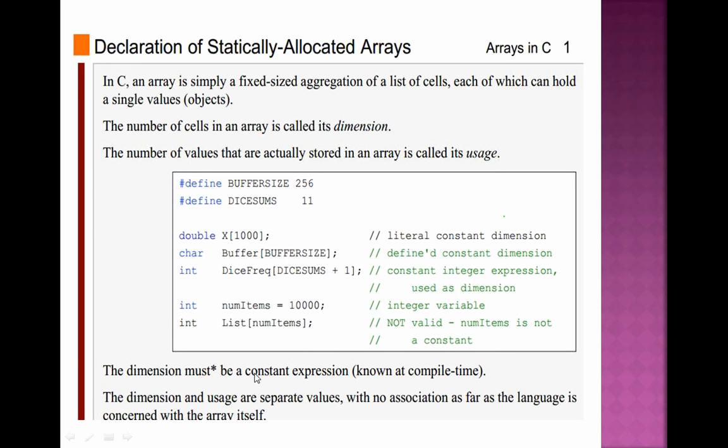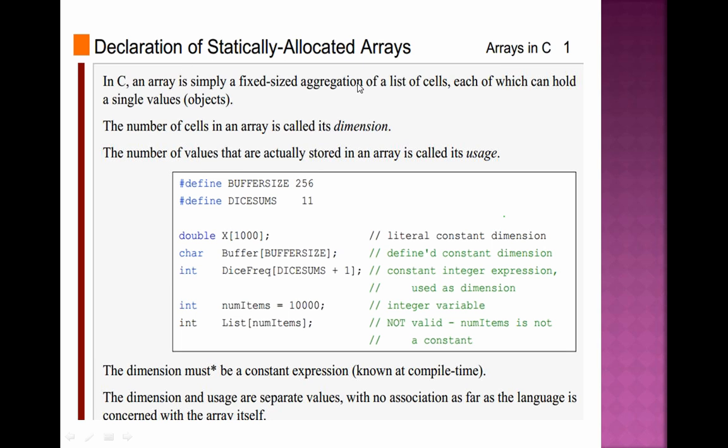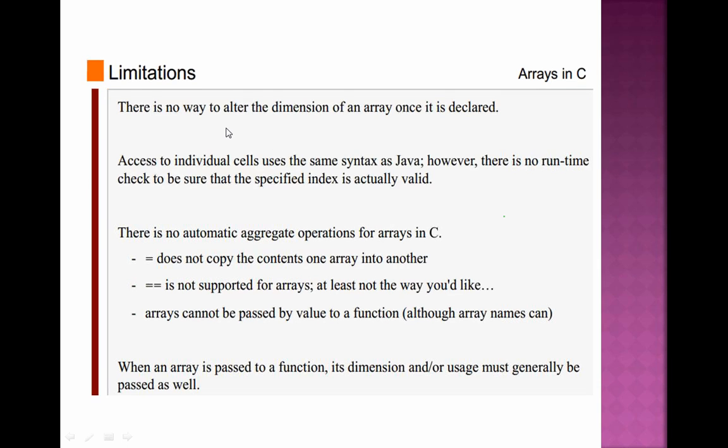This says the dimensions must be a constant expression, that is, known at compile time. Now, what are the limitations of a statically allocated array? That is, at static time, the fixed time. There is no way to alter the dimension of an array once it is declared. So there is no method to alter the dimensions of the array once it is declared.